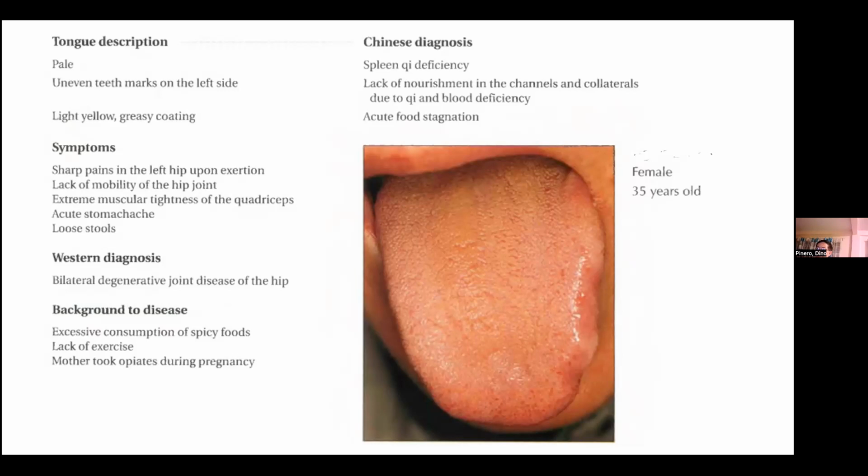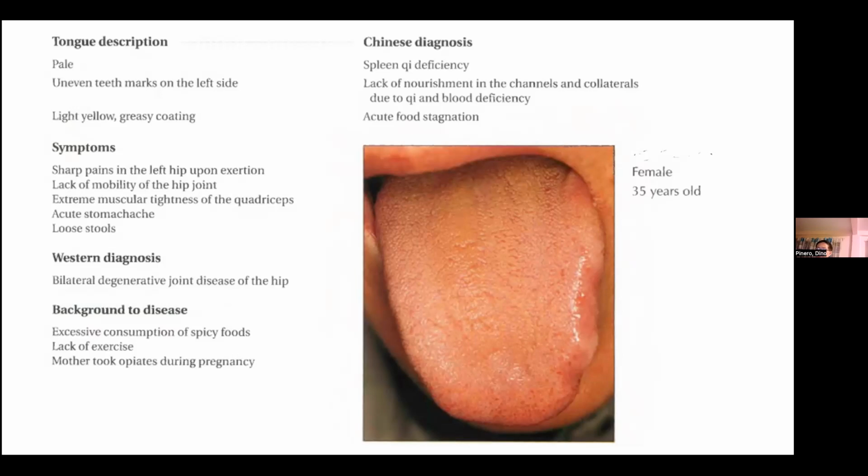So kung titingnan natin maigi, this indicates that there is acute food stagnation. Sa symptoms, there is sharp pain in the left hip upon exertion. There is lack of mobility of the hip joint. There is extreme muscular tightness of the quadriceps, acute stomach ache, and there are loose stools.